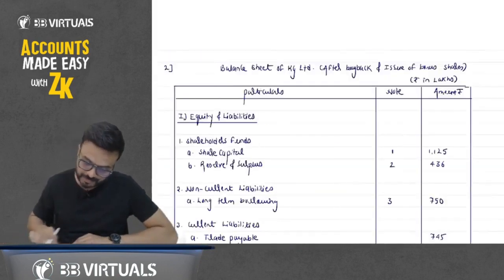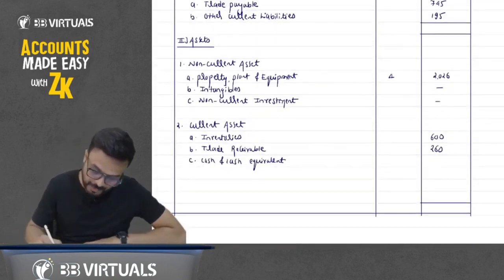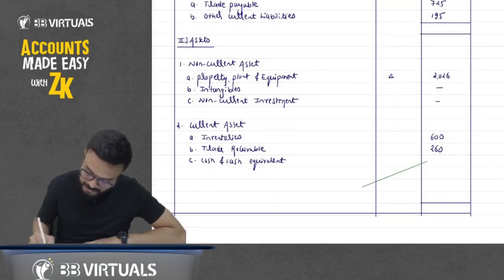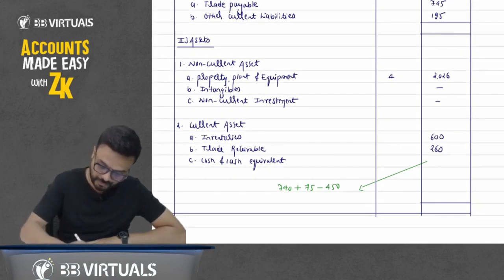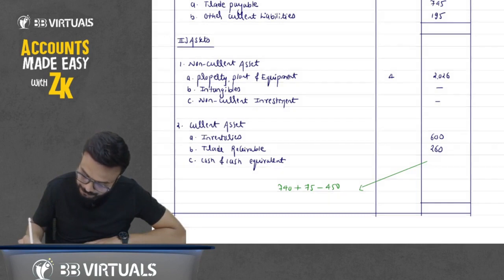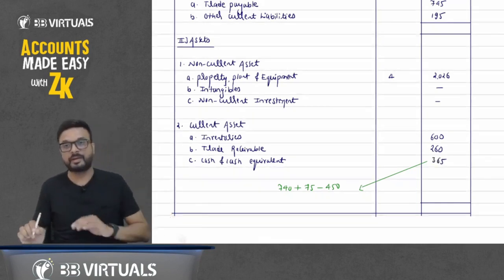How have we calculated this 365? The balance of cash which is given in the question is 740. On sale of investment we received 75, then we paid 450 on buyback. So 740 plus 75 minus 450, how much is it? 365. So write it down here, 365.